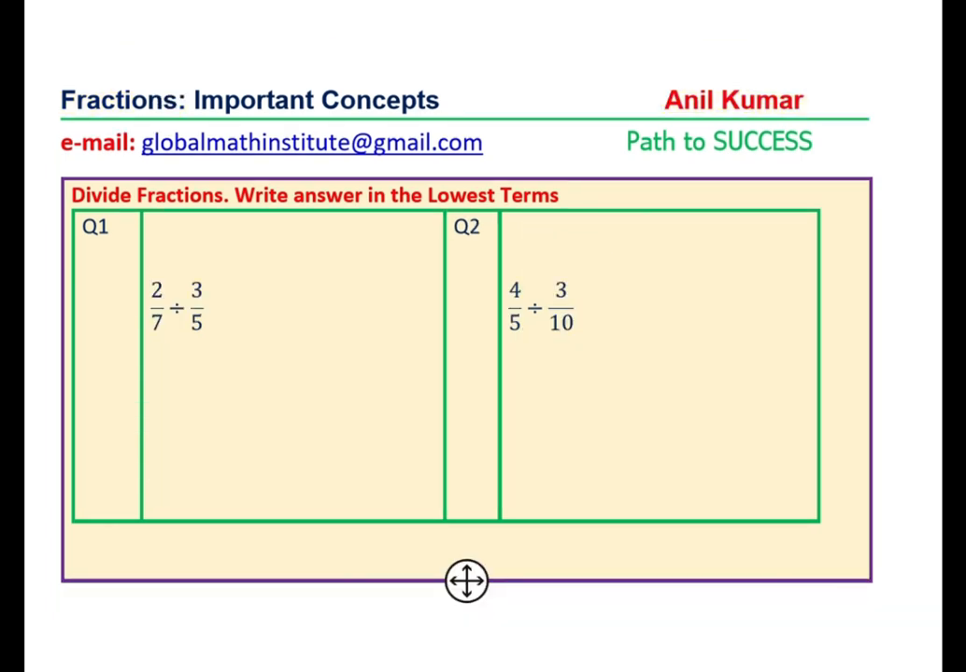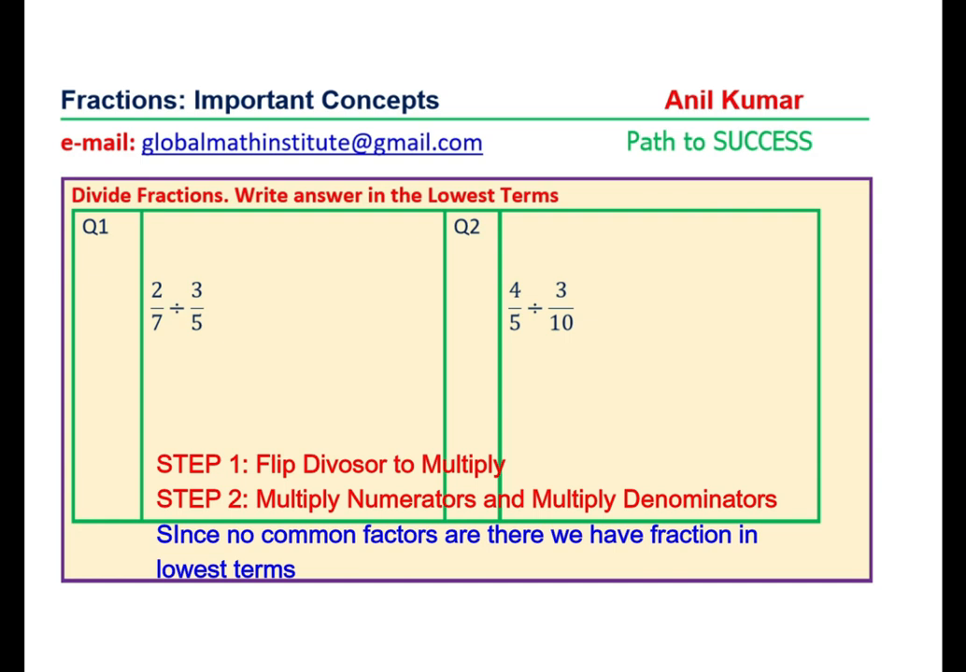So let's begin with the first two questions, which are relatively simple. However, there are a couple of things to understand, which will be commonly followed for all division in fractions. 2 over 7 divided by 3 over 5. The first step is to write this as a multiplication statement. So we'll rewrite this as 2 over 7, and instead of divide, it becomes multiply. And flip this 3 over 5 as 5 over 3.